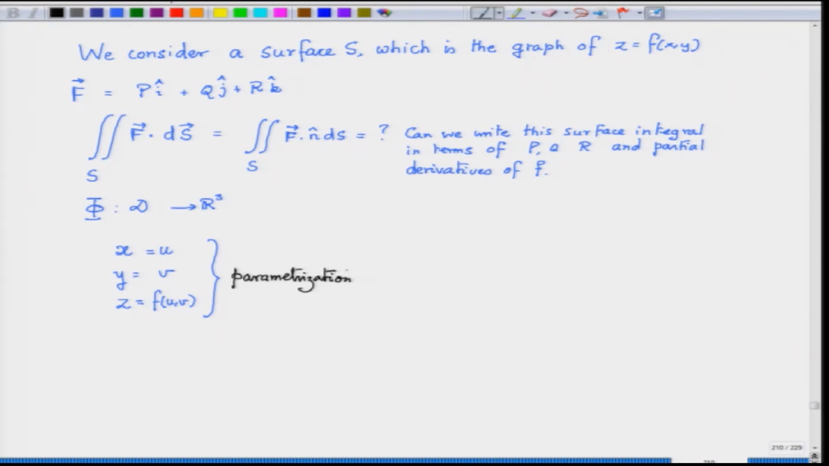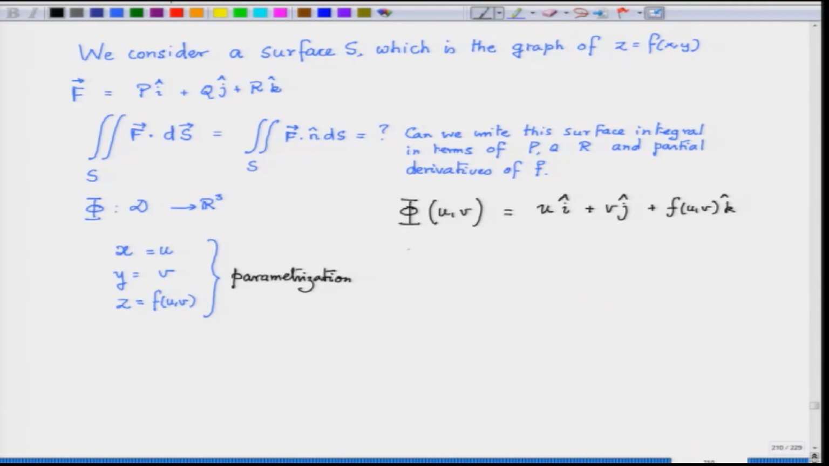Which means here if z is a function of x, y over the whole of R2, it does not matter, D could be some domain or the whole of R2, then this vector phi of u, v is actually u i vector, v j vector and f(u, v) k vector, but you can always replace u, v and all these by x, y.